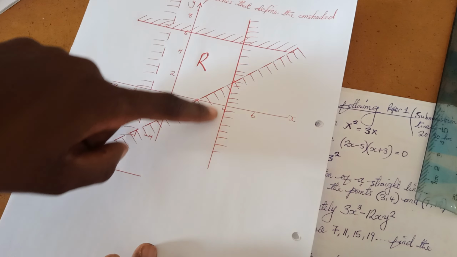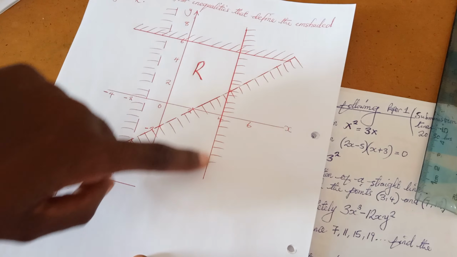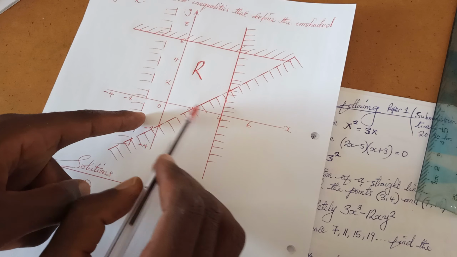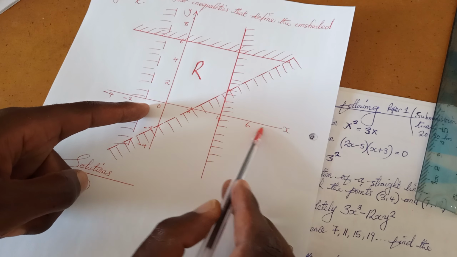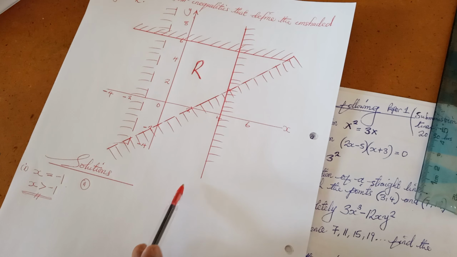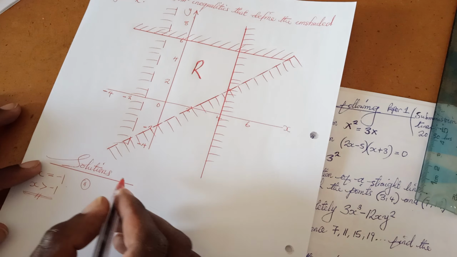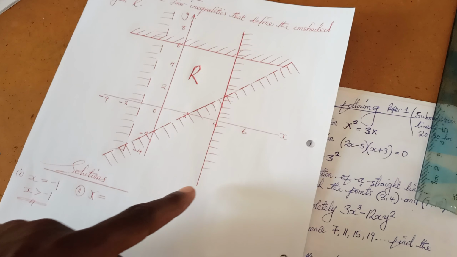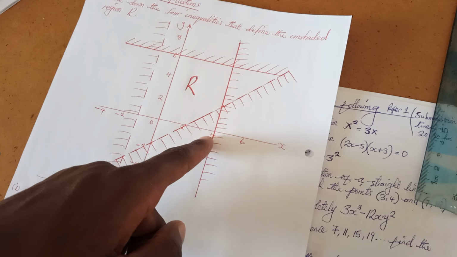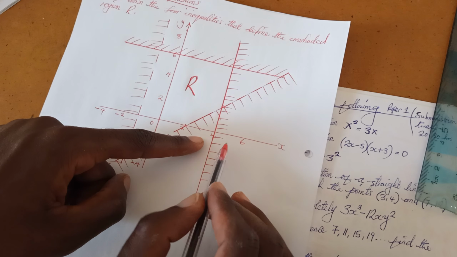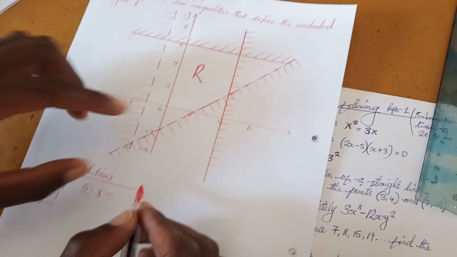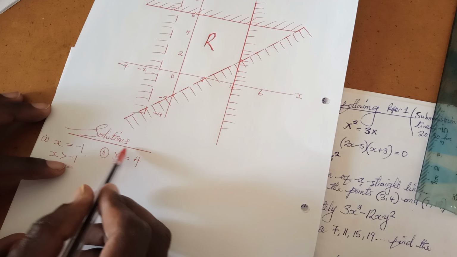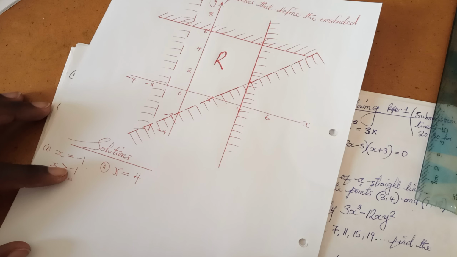Let us go to number 2. Number 2, we go to this line. Now, when you look at this line, which axis does it cut? It cuts the x-axis. So we are going to write x is equal to, at which number is this line cutting the x-axis? You see that it is cutting the x-axis at 4. So x is equal to 4. Now this equals is not an inequality sign. We need to put an inequality sign.